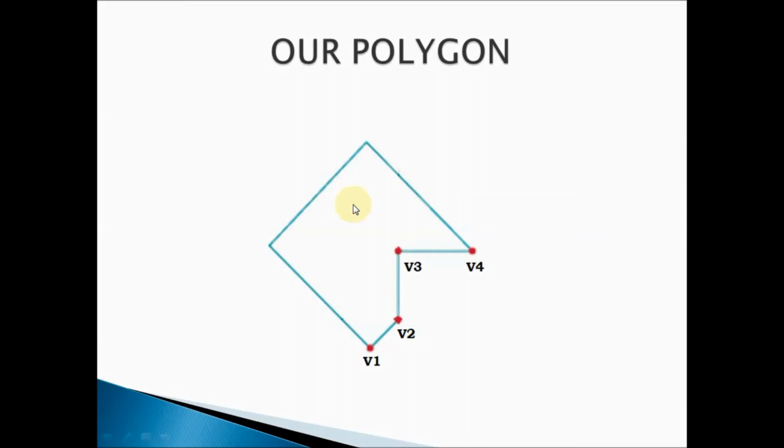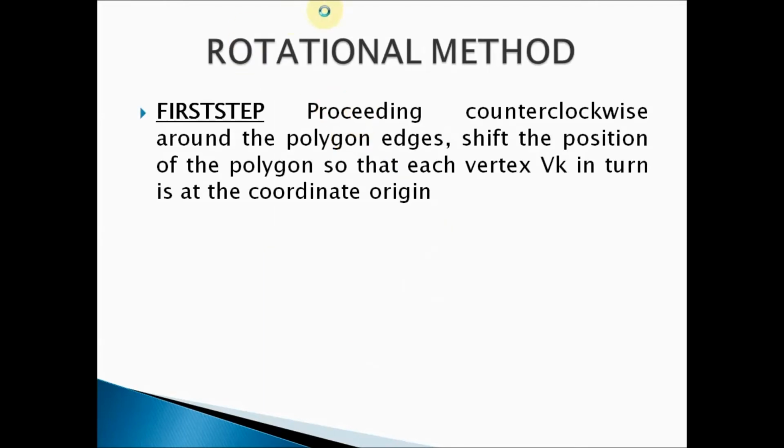Obviously this is a concave polygon, but how do we find out that this polygon is a concave polygon? I will explain that process now. See here, this polygon has vertices v1, v2, v3, v4. How many vertices are there here? There are 4 vertices present in this polygon. Now I will explain the steps to split my concave polygon into convex polygons. This is the rotational method I am using. The vector method I explained in the previous video.